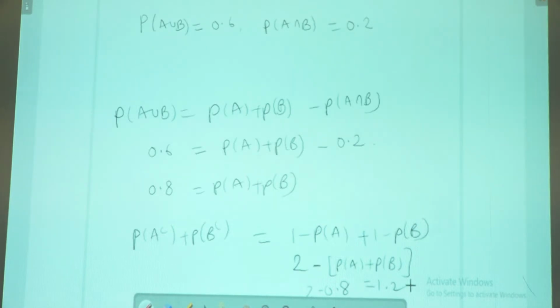Only one should fail. And see that the answers are: first option, P1 plus P2 minus 2P1 P2. Second option is P1 plus P2. Third option is P1 plus P2 minus P1 P2. Fourth, none.